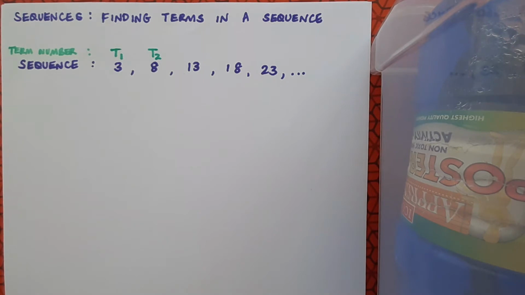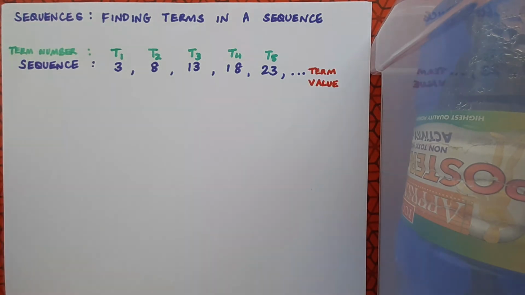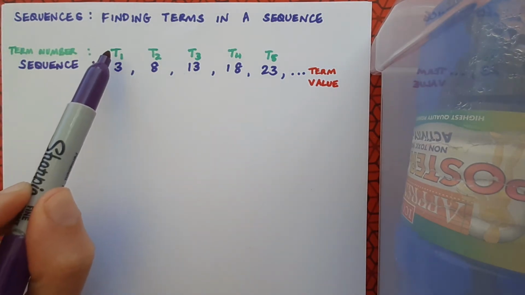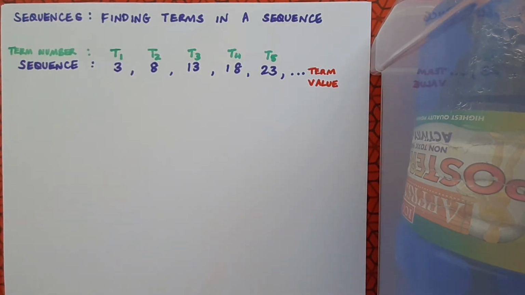8 is my second term, I can call it T2. Subsequent terms can be called T3, T4, T5, and so on. So in green we have the term number, and in purple we have the term values. So term 1 is worth 3, term 2 is worth 8, and so on. I could say, for example, that term 1 equals 3, term 2 equals 8, etc.